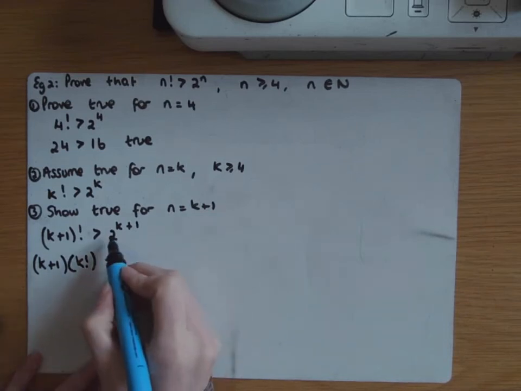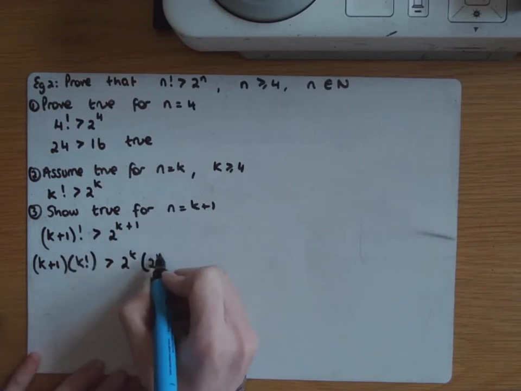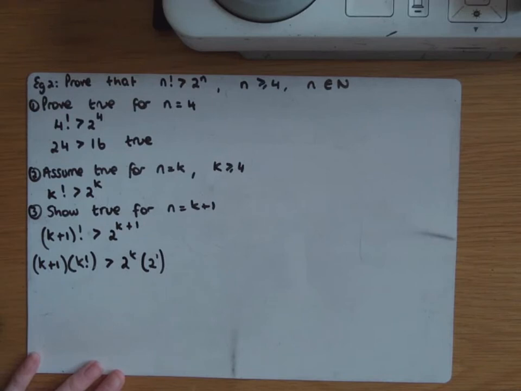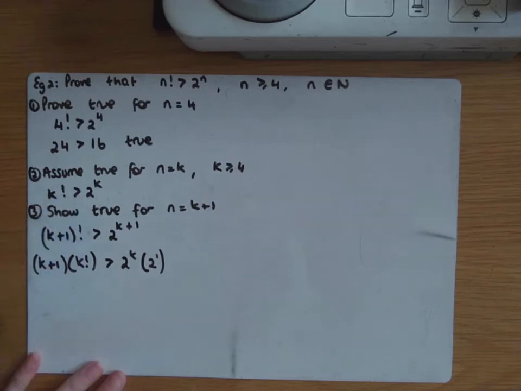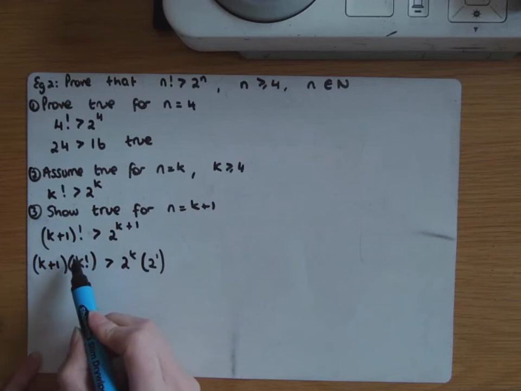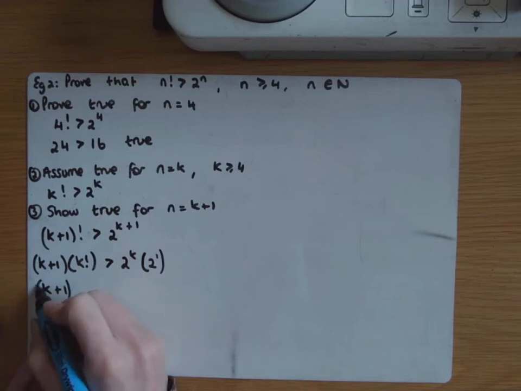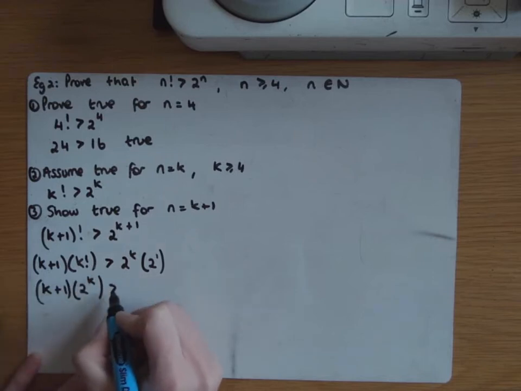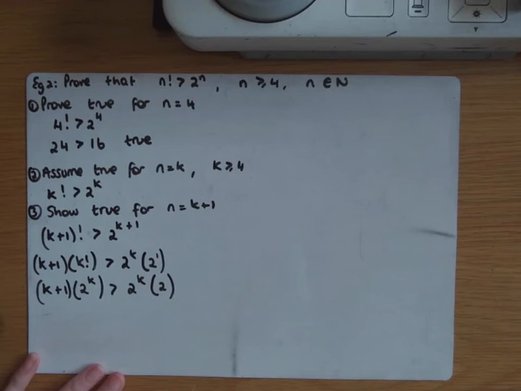And that's bigger than, over on this side, I have 2 to the power of k plus 1. So that's 2 to the power of k by 2 to the power of 1. Now, my assumption is that k factorial is bigger than 2 to the power of k. So instead of k factorial, I can replace that with 2 to the power of k. So I'm left with k plus 1 by 2 to the power of k is greater than 2 to the power of k by 2.